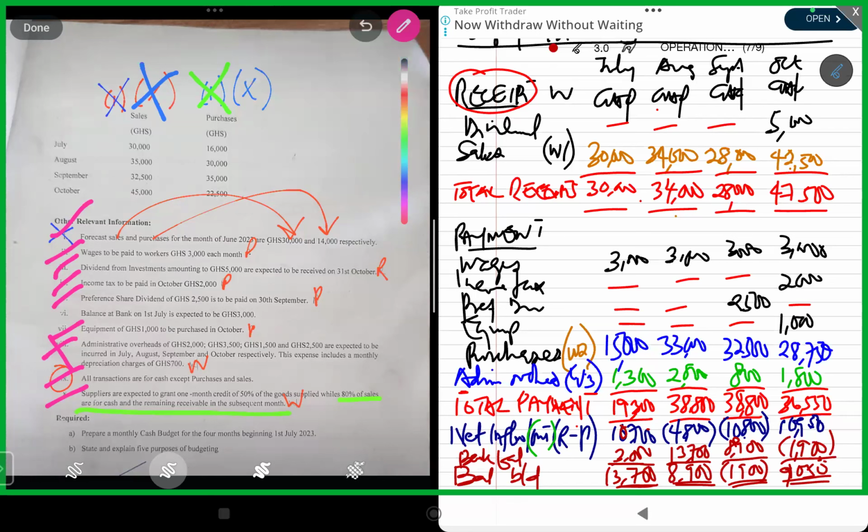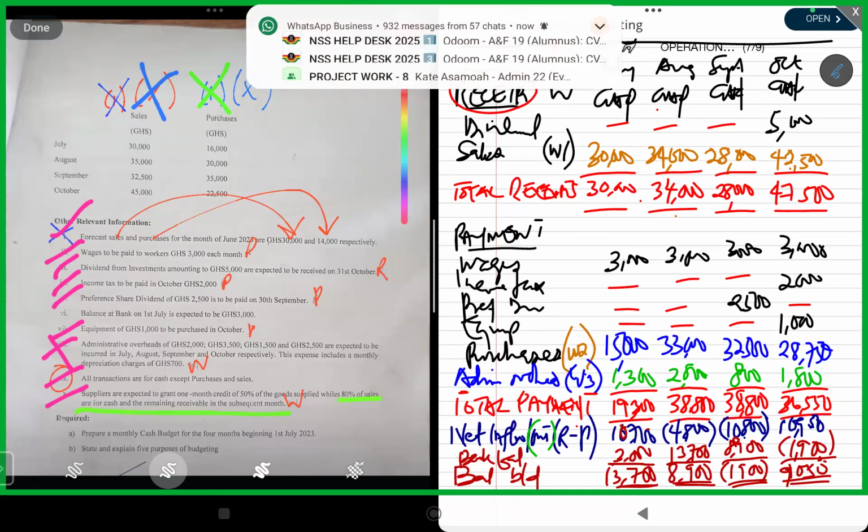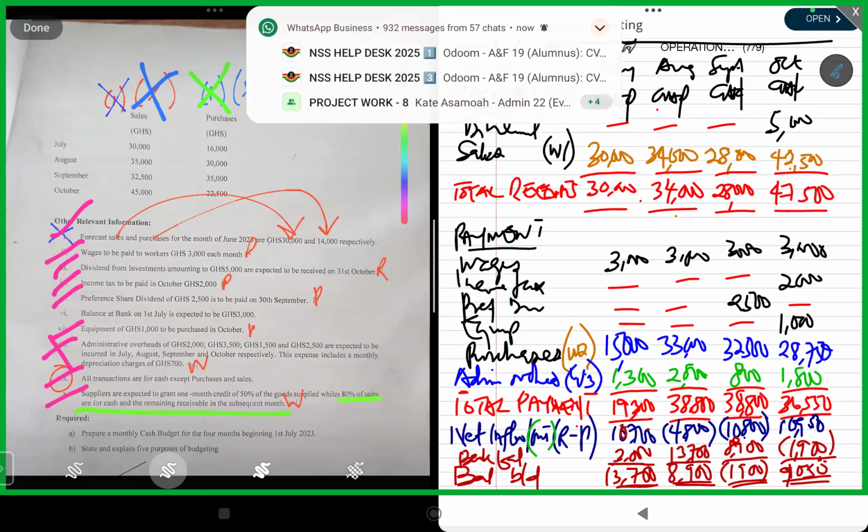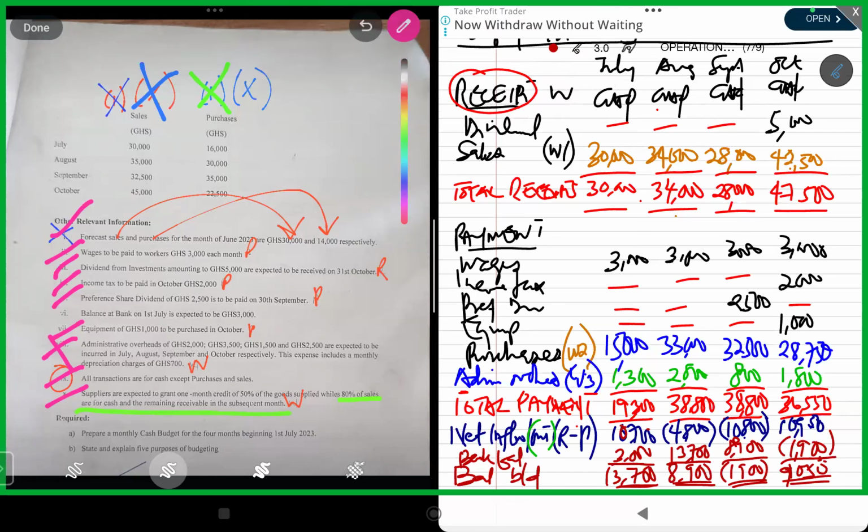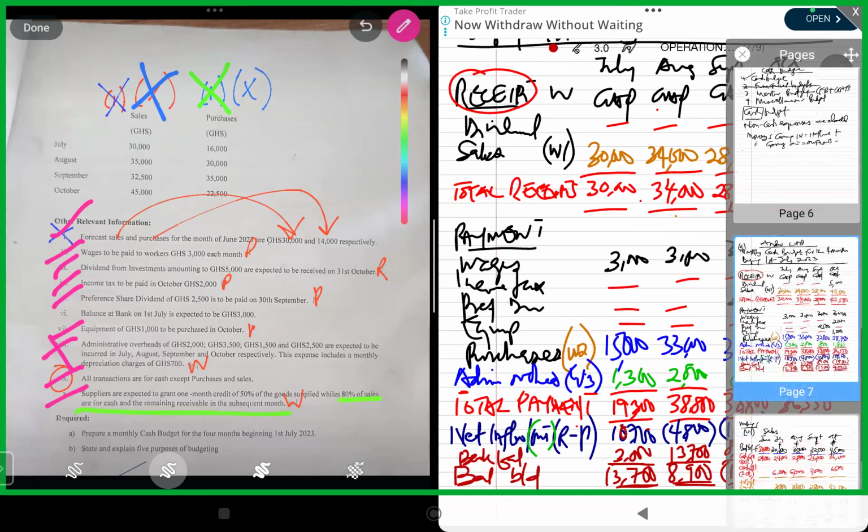Are you good? Yeah. That's all. Any questions? No. Practice it to the extent that you can solve it on your own. It's not difficult. So we started at first with the requirements.